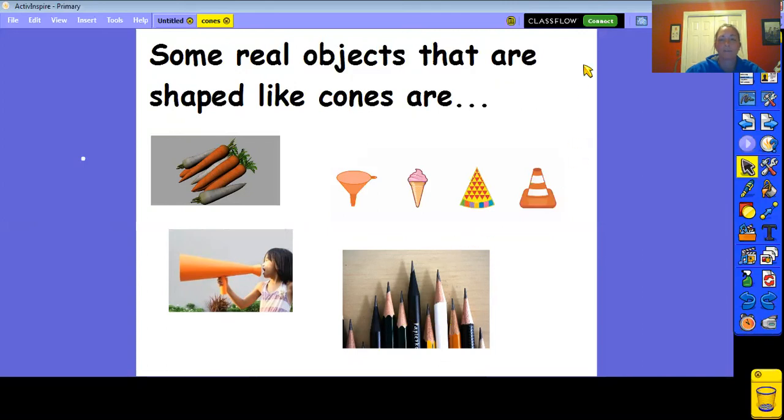So I hope that you've learned a little bit about cones with me. Just to recap, cones are three-dimensional shapes. They have a flat circular face or a base. They have a curved surface. They have one vertex. And cones can slide and roll, but they do not stack.